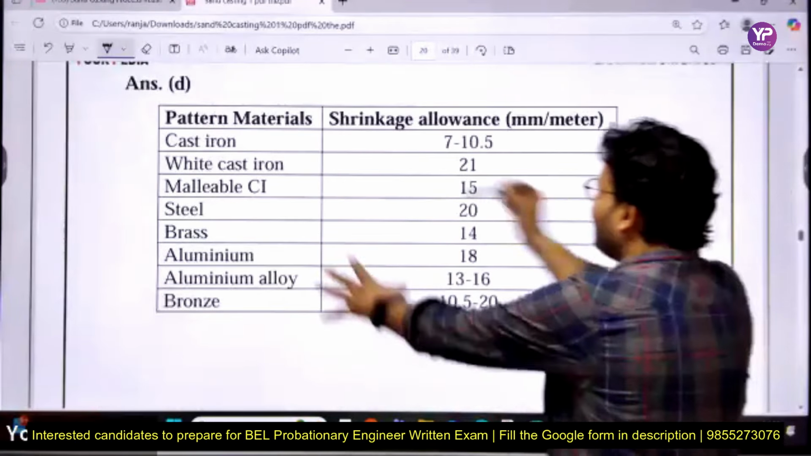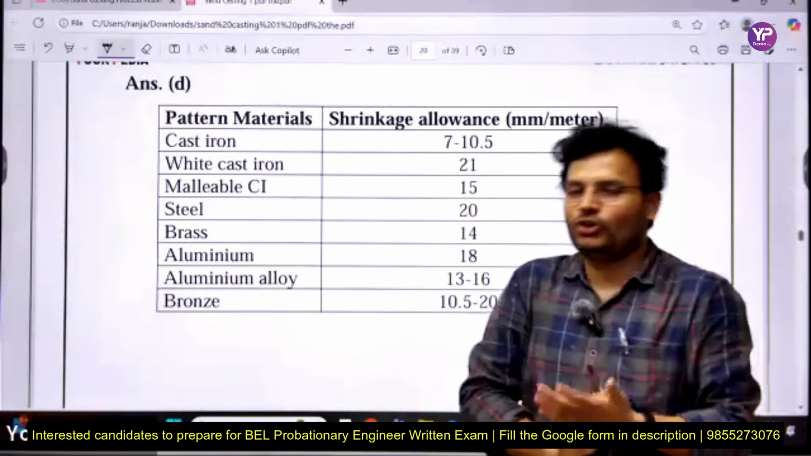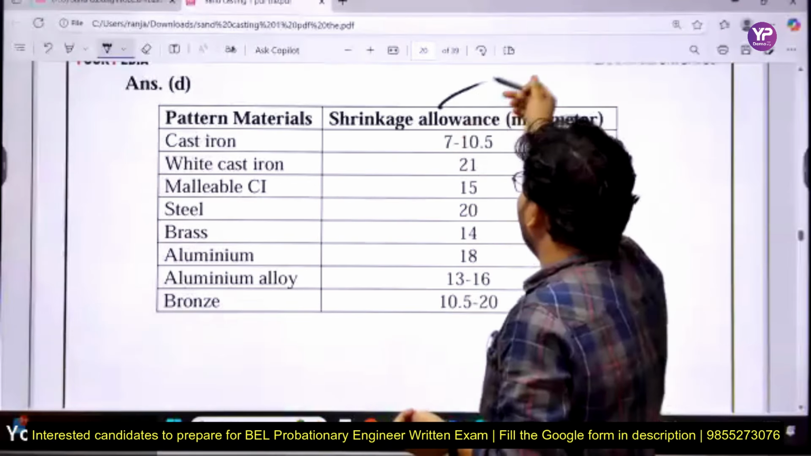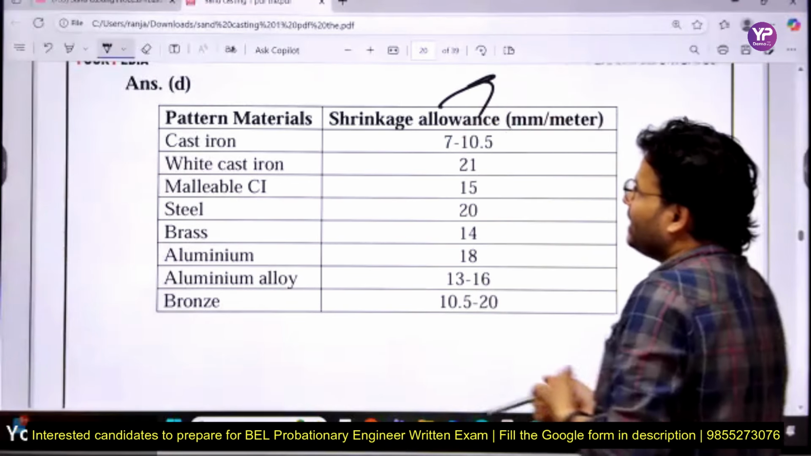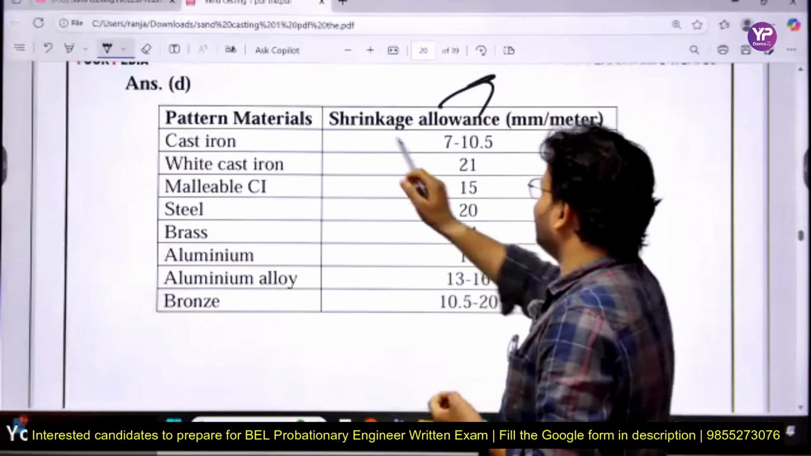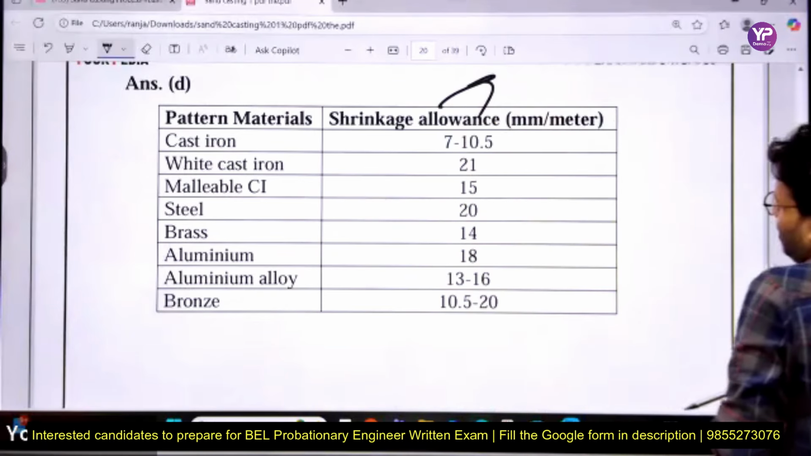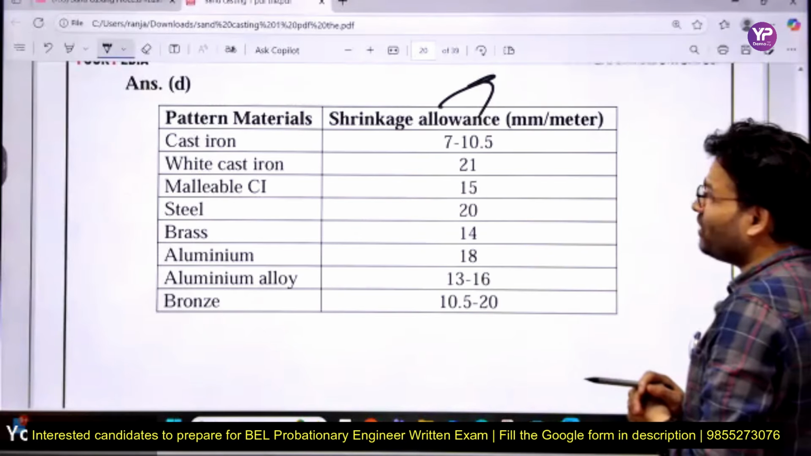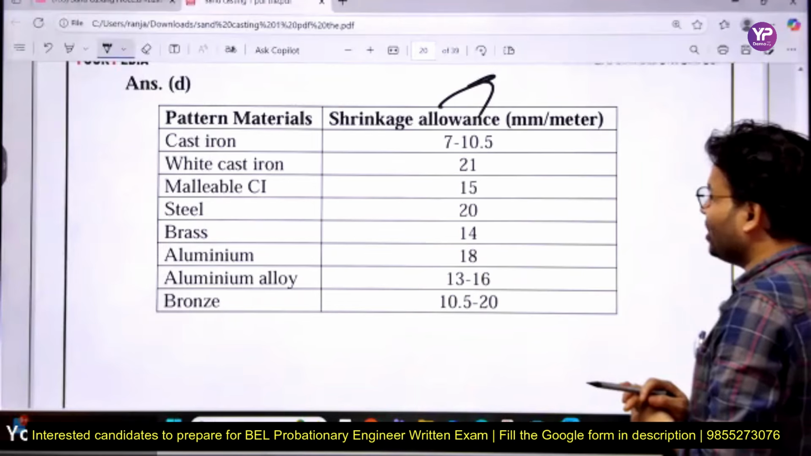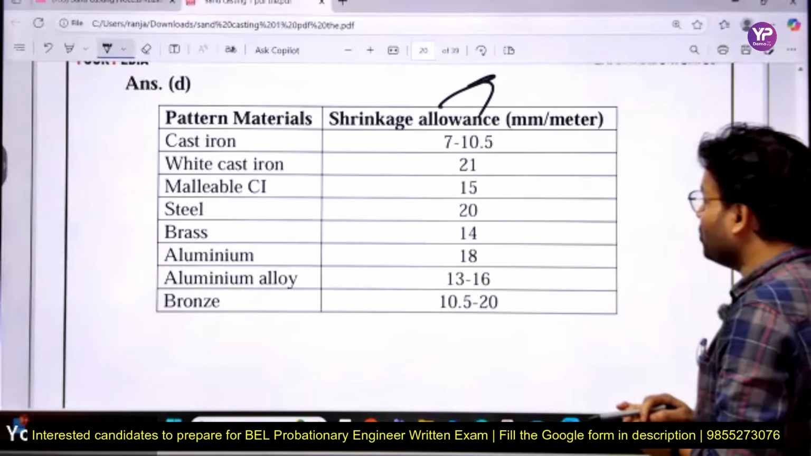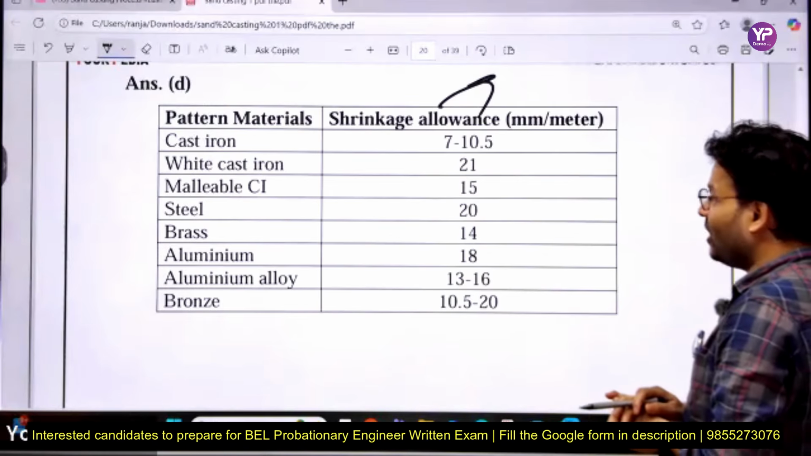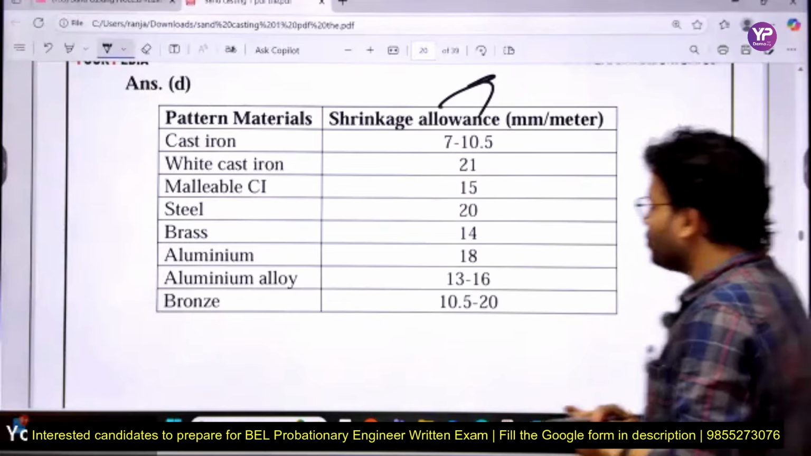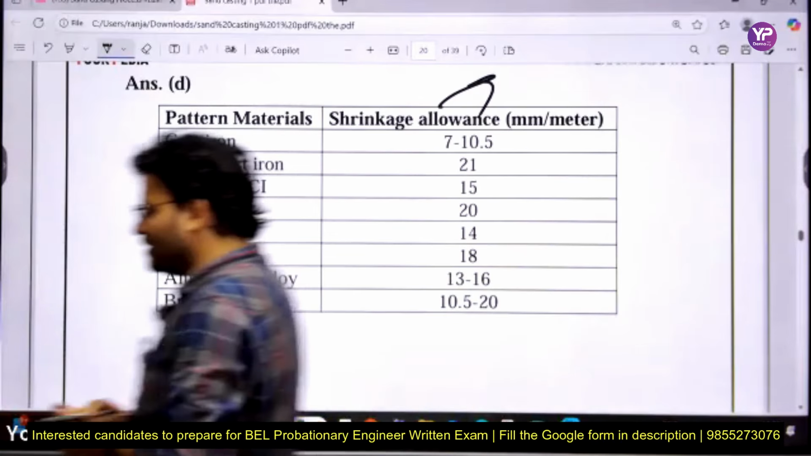See, my dear friends, that data you have to remember. You don't have any option because that is going to be asked. Shrinkage allowance is in mm per meter. In case of cast iron, 7 to 10.5 mm per meter. White cast iron 21, grey cast iron 15, steel 20, brass 14, aluminium 18. Aluminium alloy 13 to 16 mm per meter, and bronze is 10.5 to 20.